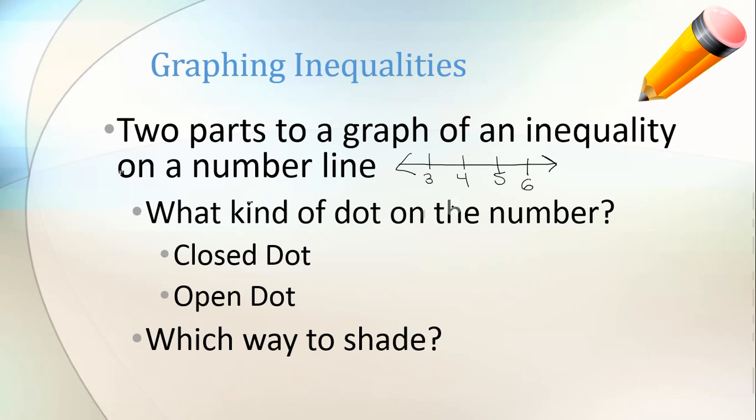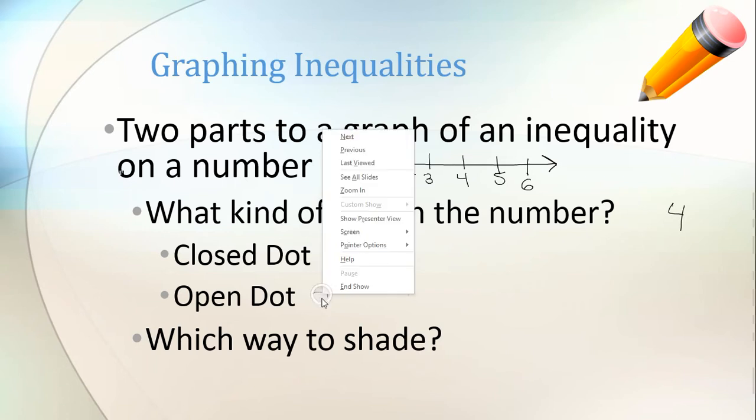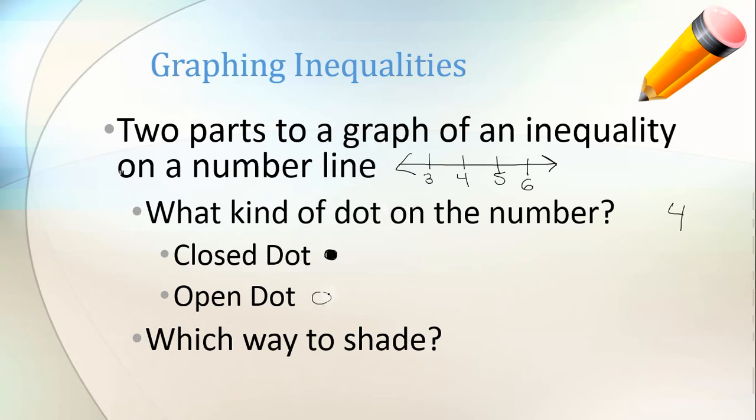First of all, we need to put a dot on the number. So, if I would have 4 for my number, I need to put a dot. So either I'm going to use a closed dot, which is basically a filled in dot, so it looks similar to this. Or I can use an open dot, which looks like that. So if you notice, it's open. It's not filled in. A closed dot is referenced when I have the equal to underneath of my inequality symbols.